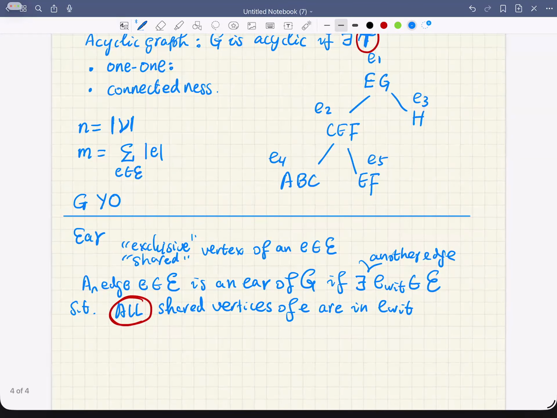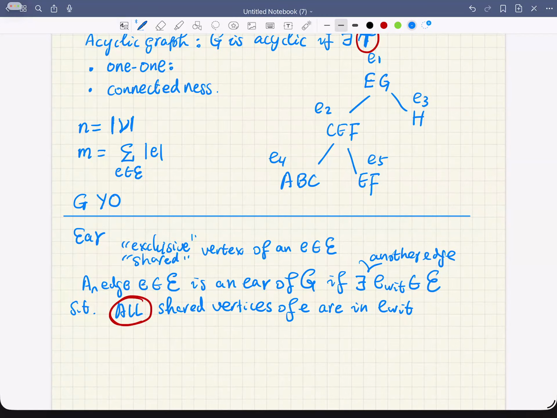So let's come back to the example I have here. E4 is an ear. Why? Well, first of all, shared vertices. You care about shared vertices. So only C, as I said. Then basically the question boils down to, is there another edge containing C? The answer is yes, E2. And therefore E2 would be a witness of E4 being an ear of the graph. All right, so next question, how about E2? Is E2 an ear?